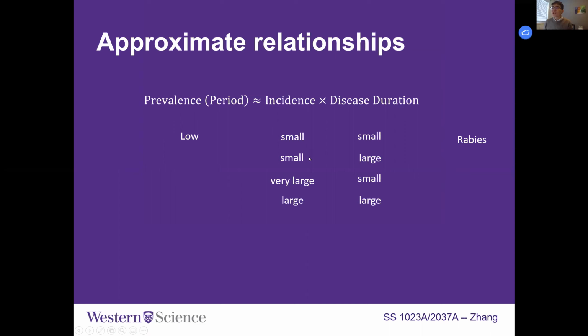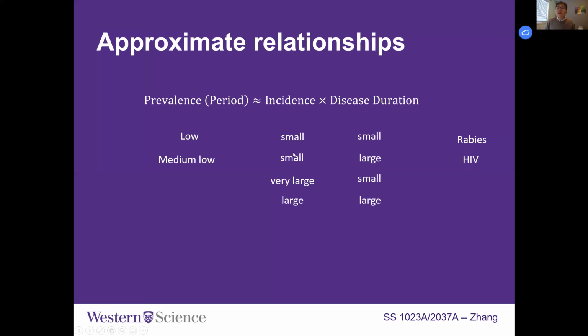And if you look at another situation, where we have a small incidence and a large disease duration, in this case our prevalence will definitely be larger than in the previous case. But still, because the incidence is so small, our prevalence could be very low. For this type of situation, the example that comes to my mind is HIV, the virus. Once an individual gets this virus, they will carry it for their entire life, which means the disease duration is really large.